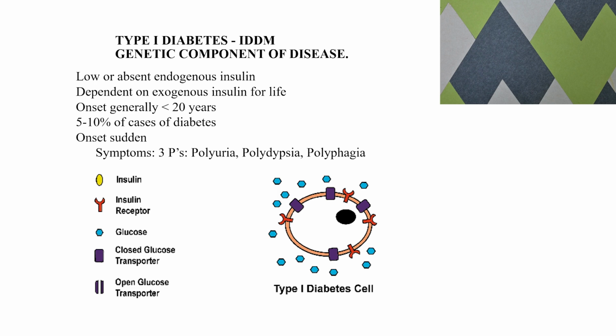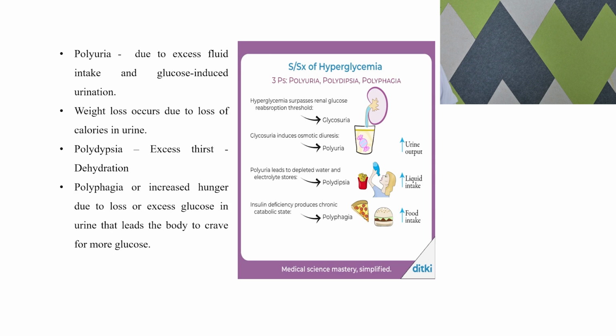That's why all the cells are deprived of glucose. That's why an external supplement of insulin is required, only with the aim of entry of glucose inside the cell. So type 1 diabetes is an absolute deficiency of insulin. Onset generally occurs before the age of 20, and only 5 to 10% of cases of diabetes are type 1. Here, due to the absolute deficiency of insulin, there is no entry of glucose through the door of the cell. So this is type 1.